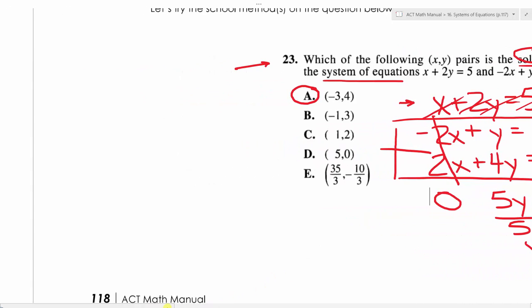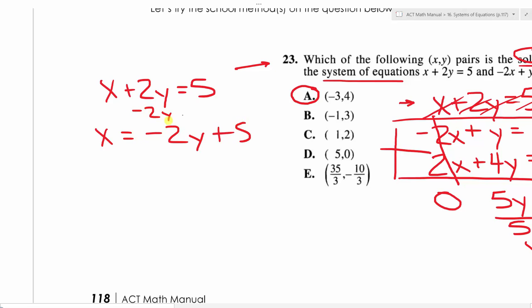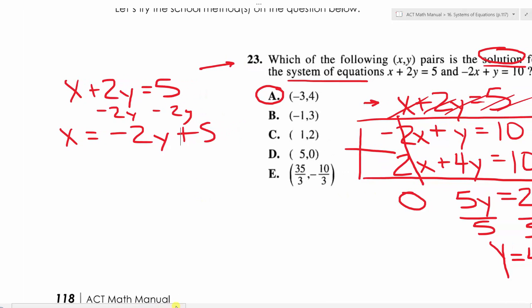Now, the substitution would look like this. So if I have x plus 2y equals 5, I'm going to solve this equation for x, and I'm going to get x equals negative 2y plus 5. All I did is I subtracted 2y from each side. I get x equals negative 2y plus 5. Now that expression for x can go into the second equation. It can be substituted into the second equation for the x value.